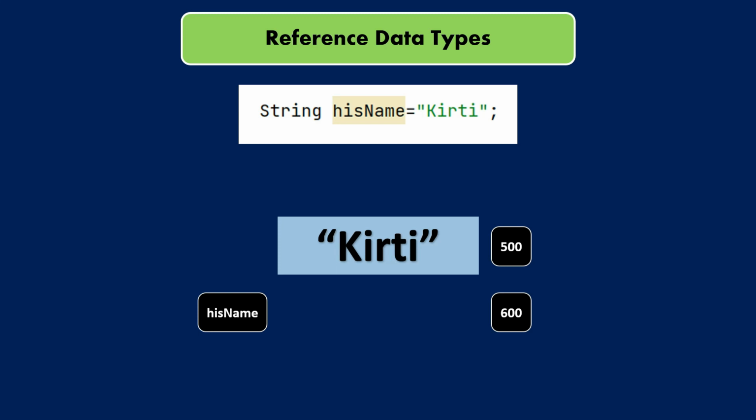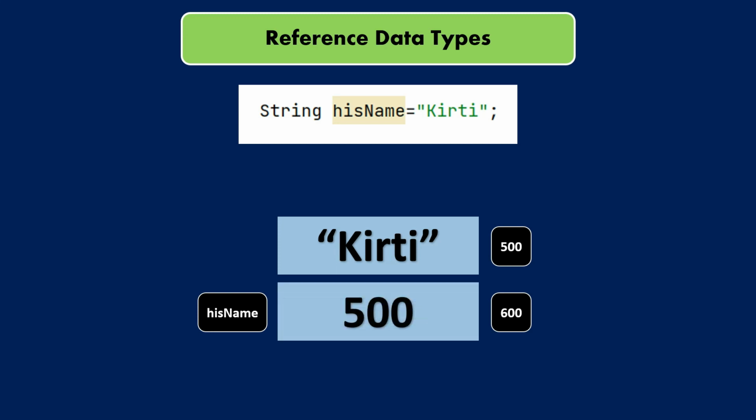I'm repeating again, these are randomly generated addresses, and here we are storing 500. Now let me explain this. His name is stored in the address 600. Okay, and what is it containing? The value. It is containing the location of Kirti. It is not containing Kirti. Okay, it is containing the location of Kirti, that is 500.